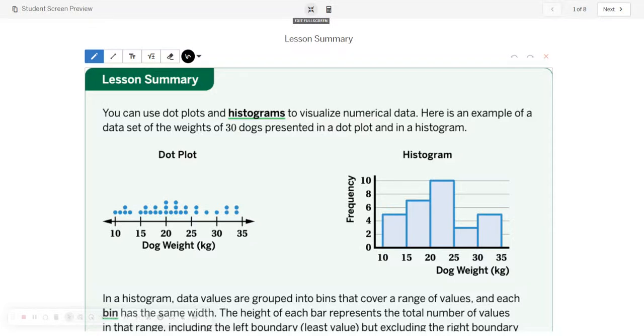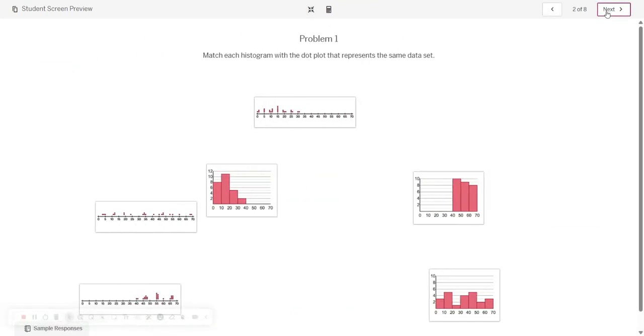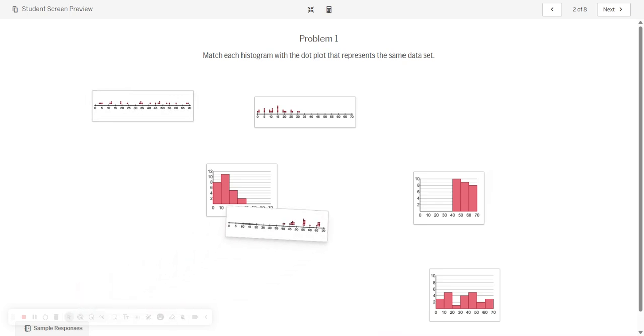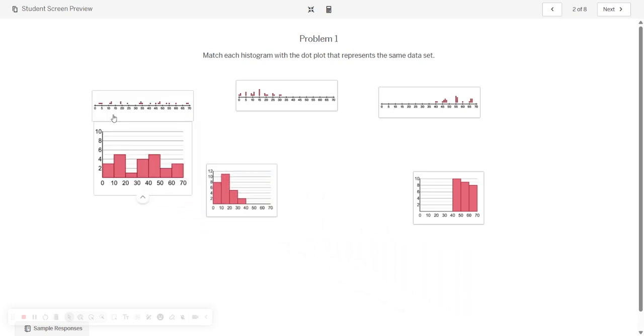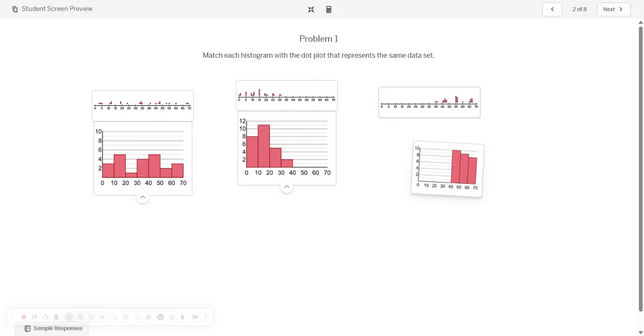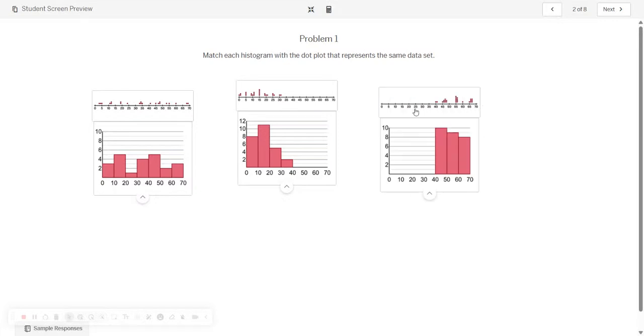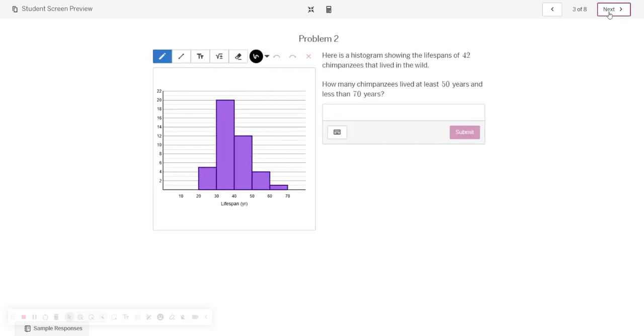Okay, so we looked at histograms, dot plots versus histograms, a lot of different ways. And so I'm really hoping to see what the homework looks like. Oh, we got a matching issue. Okay, so let's put the dot plots up here. This one is spread out all over. This one's just at the beginning, and this one's just at the end. And so it works itself out.